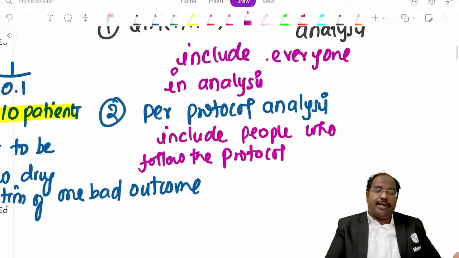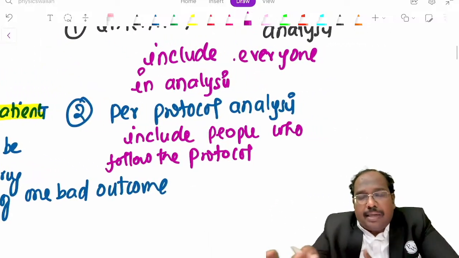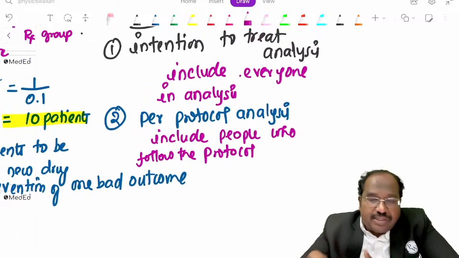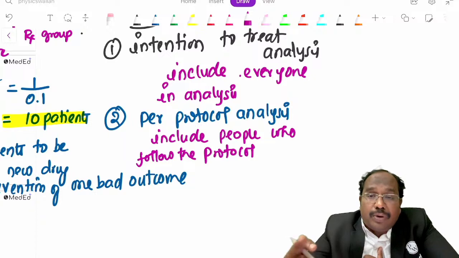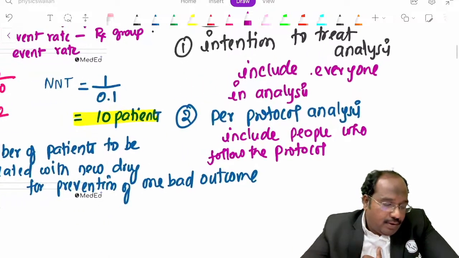One is intention to treat analysis. The second one is per protocol analysis. In both you can use NNT, number needed to treat. Any method you can use this. Okay, fine. We'll go to the next one, guys. Next question.